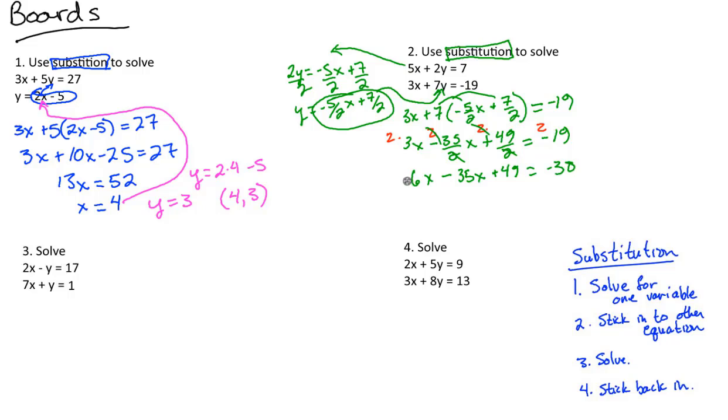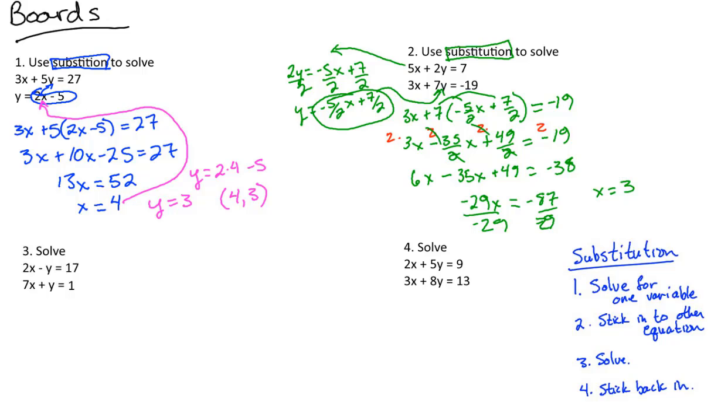All right, so combining multiple x's, 6x minus 35x is a negative 29x. And then when we subtract 49 from 38, let's write that out a little bit better. 49 and a negative 38, that's a negative 87. All right, negative 87. I hope this comes out nice. Divide by a negative 29, divide by a negative 29. And we get x equals positive 3.